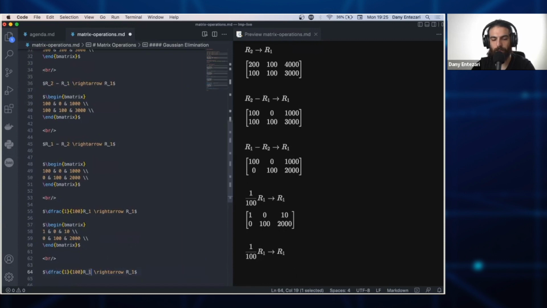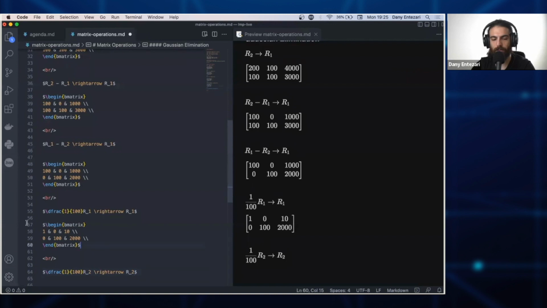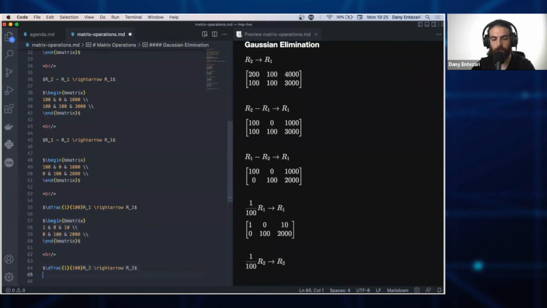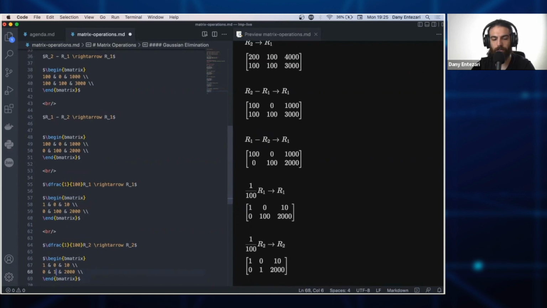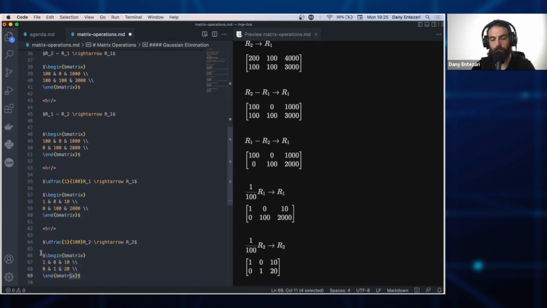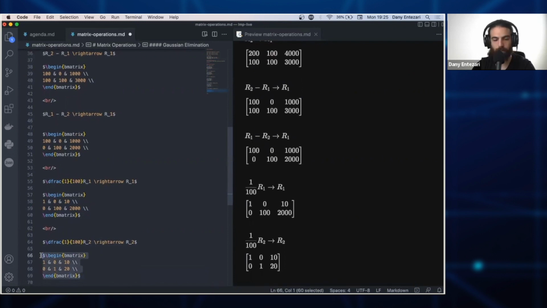I'm going to do the same thing for row number 2. Multiply these values with 1 over 100. And then this is what's going to happen. So 0 over 100, that's just going to be 0. That's going to be 1. And then 2,000 over 100 is going to be 20. And of course, I hope you can see the solution. We've managed to do it.